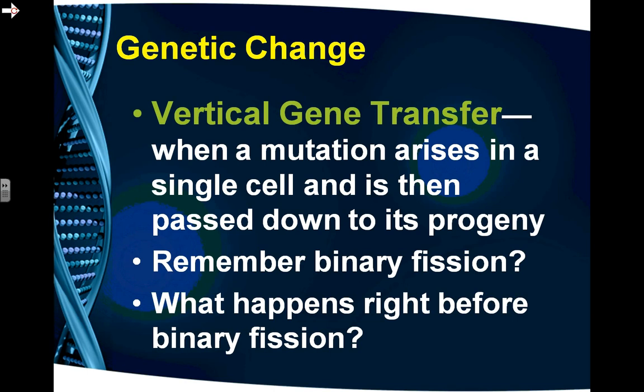There's something that has to happen right before binary fission in order for that cell to be able to divide into two cells that each have an exact copy. And you should know what this is, but just in case you don't, I'm going to tell you. It's the DNA replication. DNA replication has to happen right before binary fission occurs.